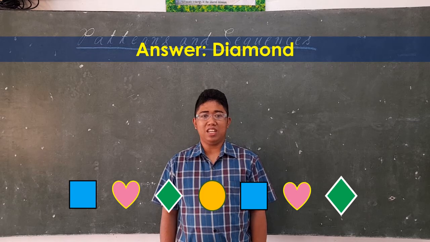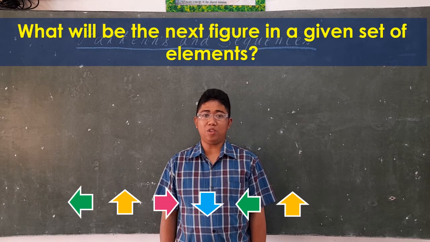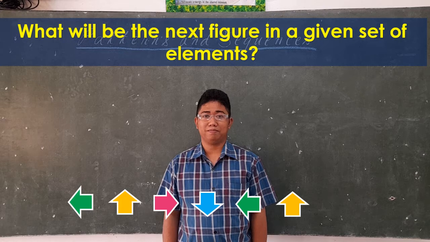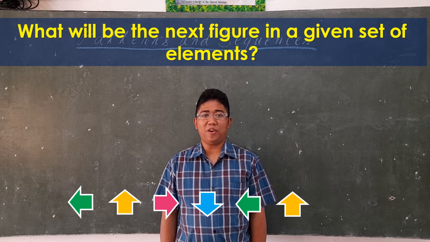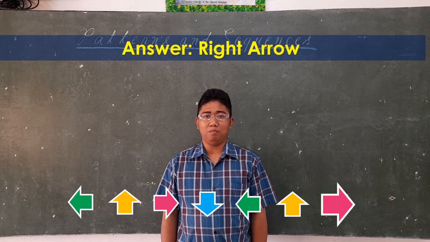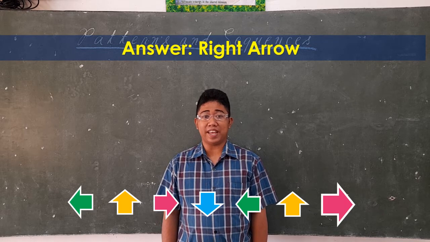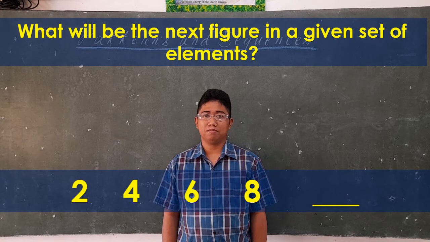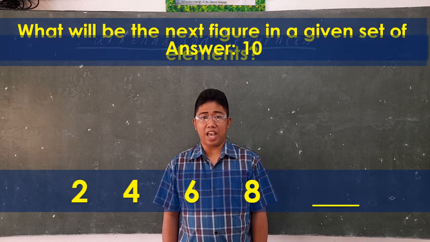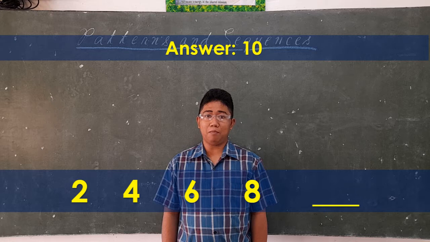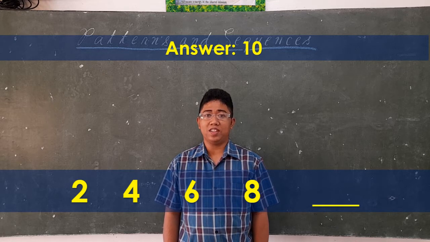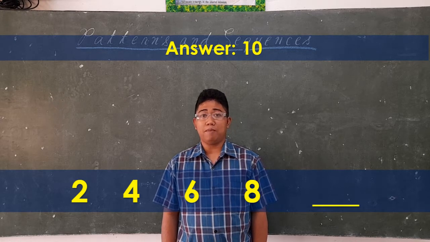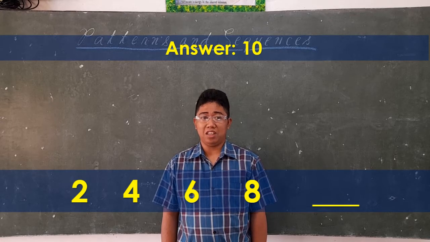How about another set of elements? What will be the next figure? Alright, the correct answer is right arrow. How about the last set of the given elements? What will be the next figure? The correct answer is 10, because let's keep counting numbers by 2, which is 2, 4, 6, 8, and the next number in the pattern would be 10.